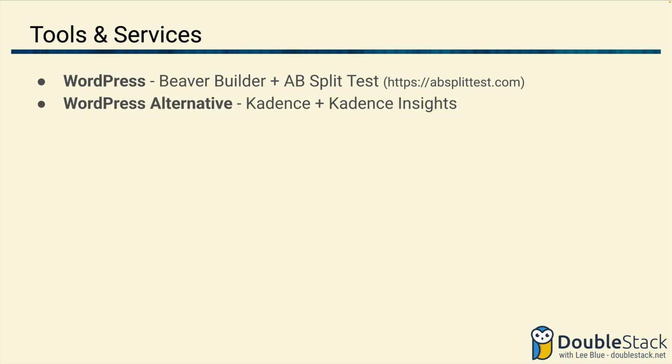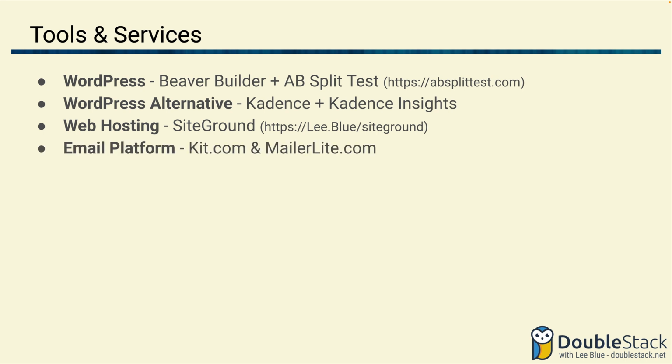If I was not using Beaver Builder, I'd use Cadence, and Cadence Insights is another way to do A/B testing in WordPress with Cadence. For web hosting, I use SiteGround. That's the link. You can actually see the exact package I'm using at that link right there, lead.blue/SiteGround. I'm using the third one all the way on the right. If you look at that, I think it's called GoGeek. That's where I put all of our stuff, including the DoubleStack website, but also all of our local business clients and everything.